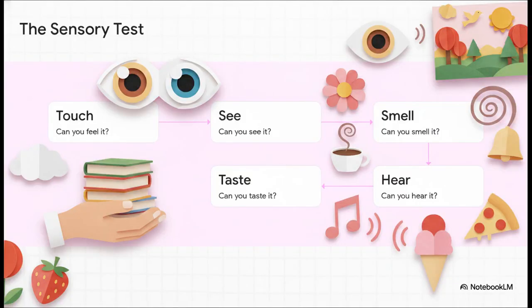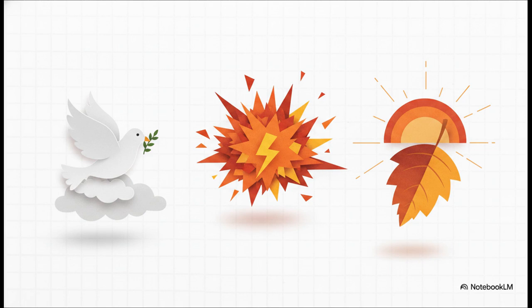To really nail down what a concrete noun is, I want to introduce you to a framework I call the sensory test. It's a simple checklist based on our 5 senses. Ask yourself, can I touch it? Can I see it, smell it, hear it, taste it? If the object passes any of these 5 checks, even just a single one of them, congratulations, it's a concrete noun.